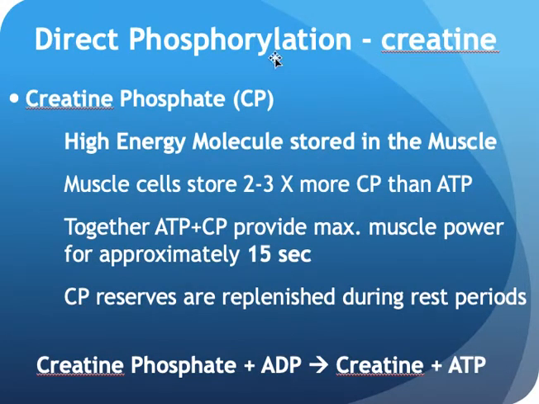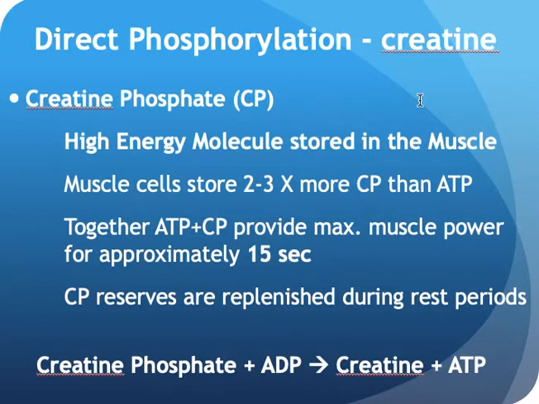So with direct phosphorylation, the name tells you what you're doing. You're just directly giving back a phosphate. I turned ATP into ADP, and this is the fastest way that I can give back a phosphate and turn it back into ATP. In this pathway, we're using creatine. Most of us have heard of creatine if you work out, and a lot of people take creatine as a supplement. They're trying to build up creatine in their body so that these phosphates are more readily available.